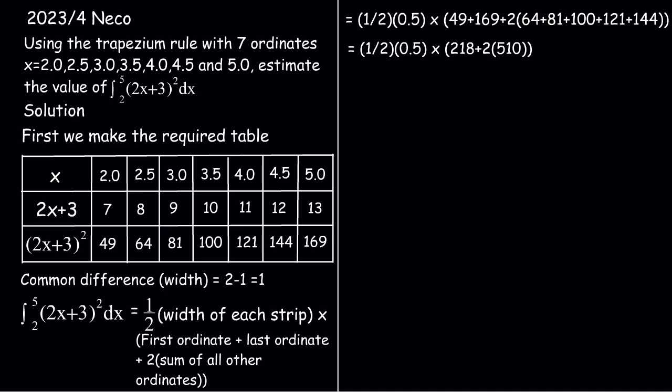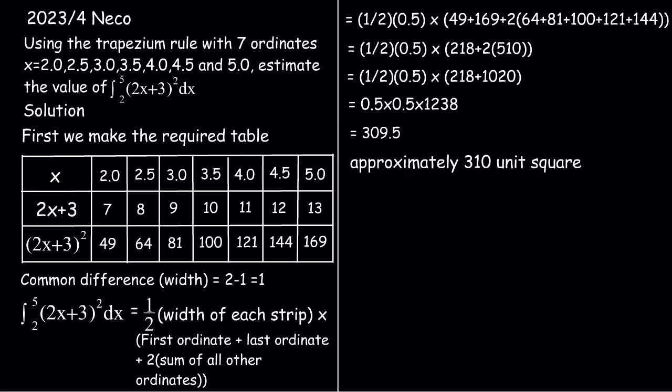Now 2 times 510 is 1020. So it will be equals to half in bracket 0.5 times in bracket 218 plus 1020. 218 plus 1020 is 1238. So it becomes 0.5 times 0.5 times 1238, which is equals to 309.5, or approximately 310 units square.